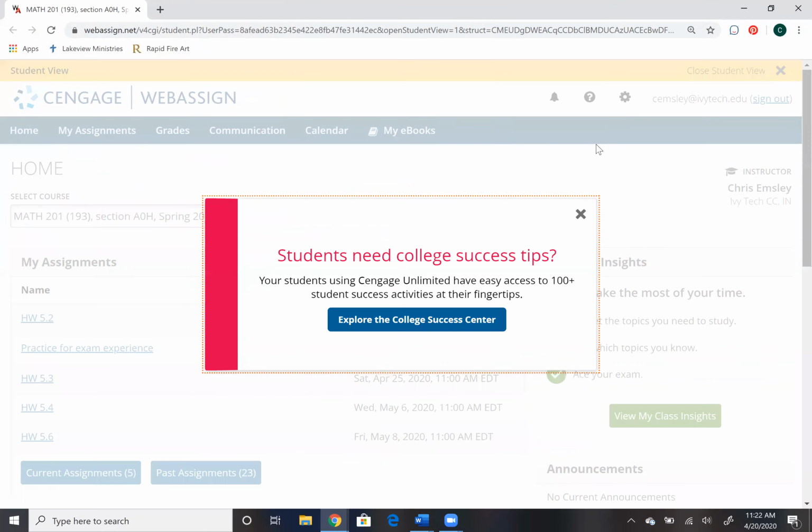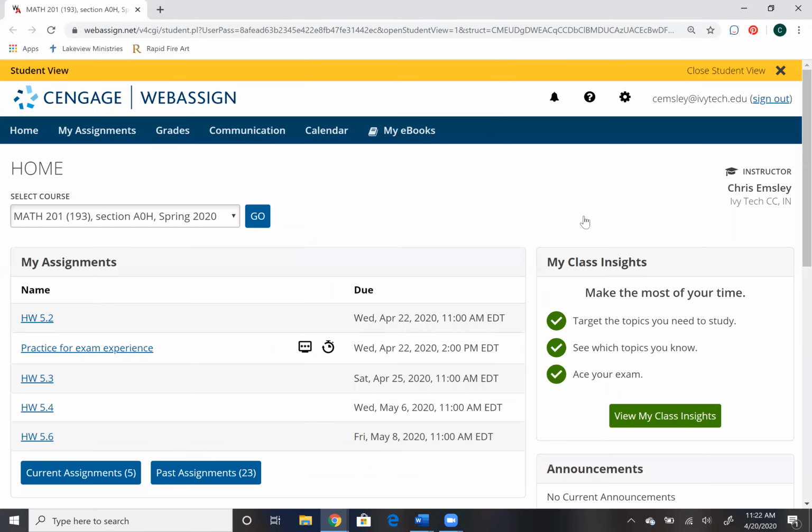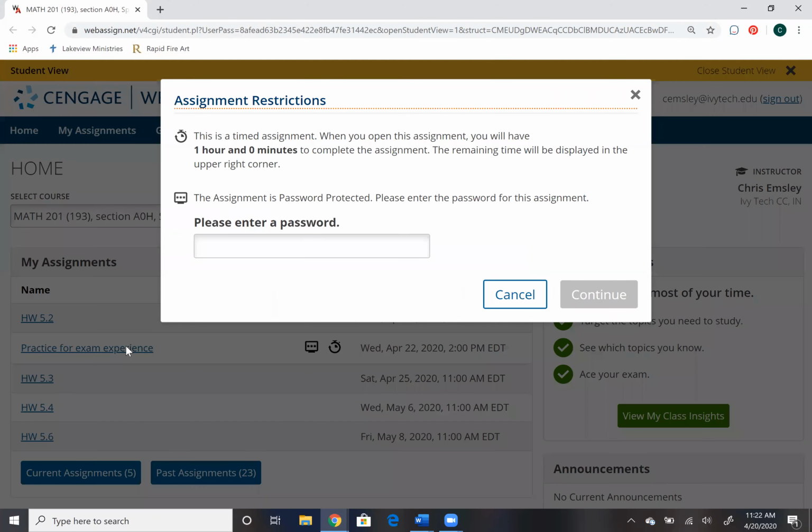So we don't need success tips. So you'll see right here, practice for exam experience. If you guys click on that now and try to do it, you can't see that yet because that's how the test is set up. There's a password. So in class on Wednesday, I will give you the password. You'll go in and take this little practice test, and then you'll submit your work in Ivy Learn. And then once you've done all that, you'll get full credit for that day.